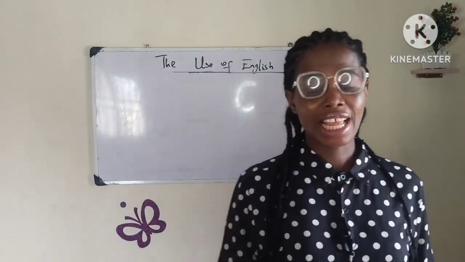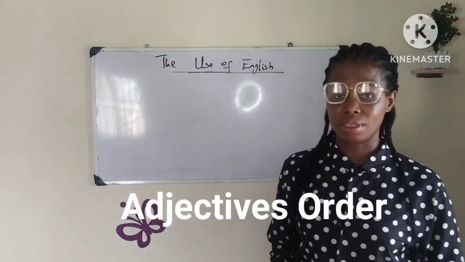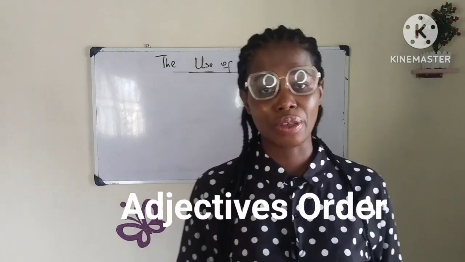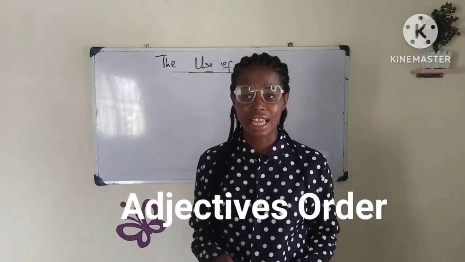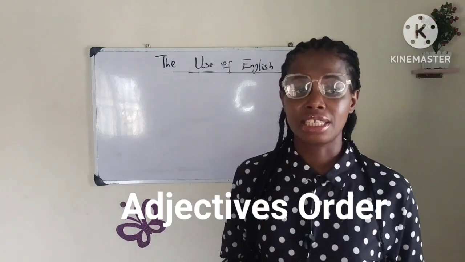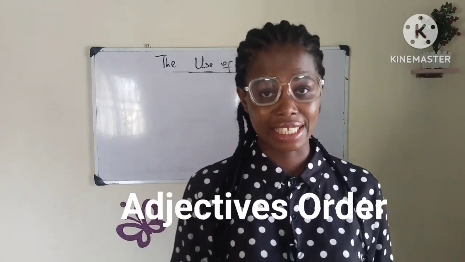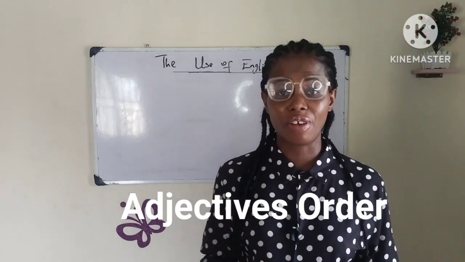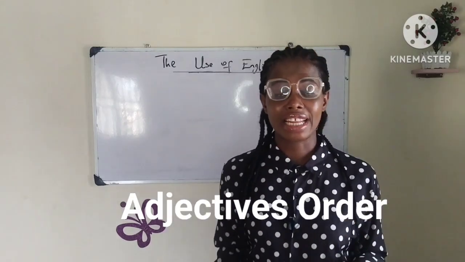Today we're going to learn adjectives order. We're going to start our lessons with adjectives order. We're going to learn how to arrange adjectives properly in a sentence. When you have more than one adjective in a sentence, how are you going to arrange such adjectives properly in a sentence? Okay, so when you talk about adjectives order, it is a pattern of arranging multiple adjectives in a sentence.